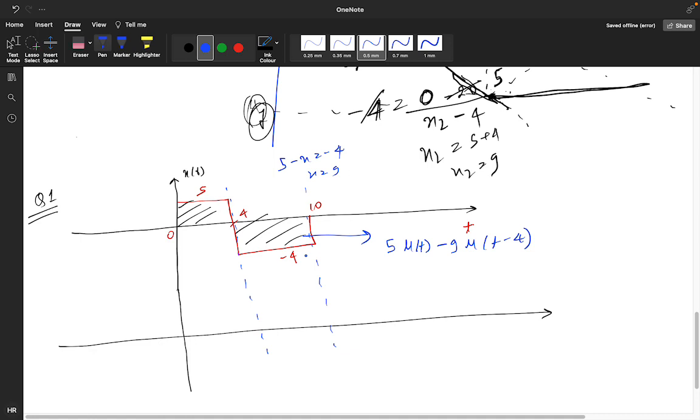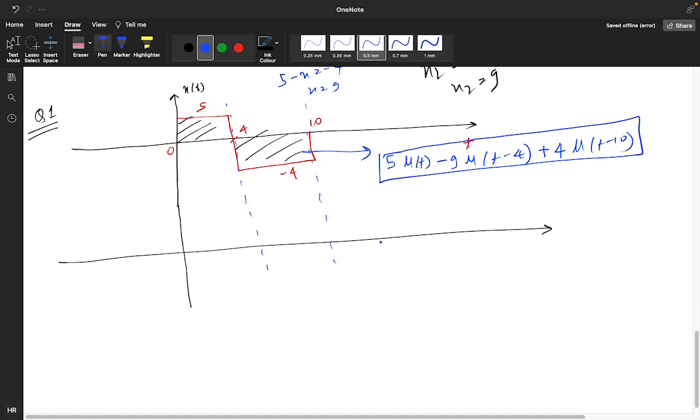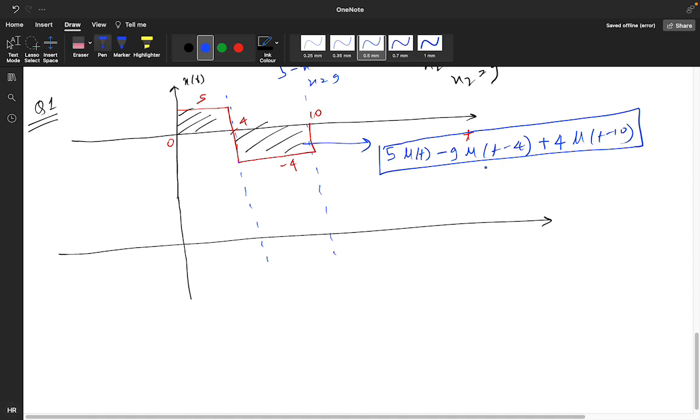Okay, then this minus 4 is going to 10, so plus 4 u of t minus 10. We have this equation. If we integrate this function, what will we get? 5 r of t minus 9 r of t minus 4 plus 4 r of t minus 10. So this is my slope.